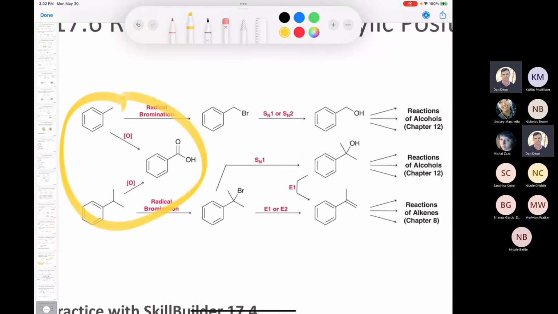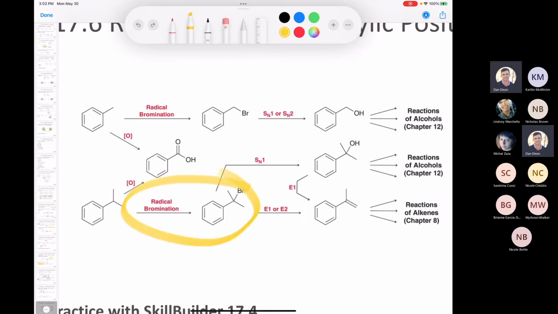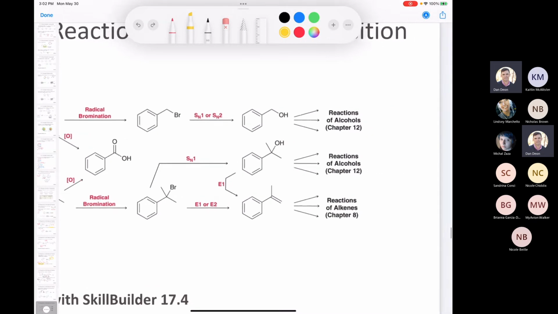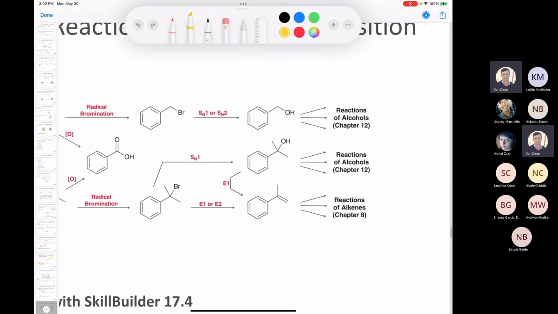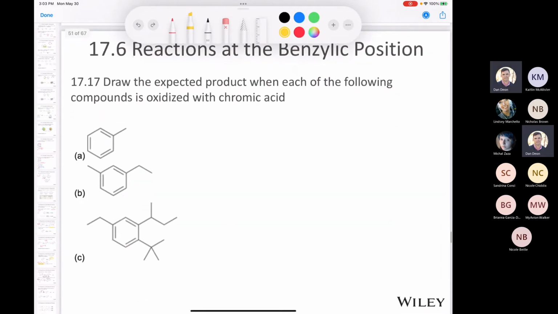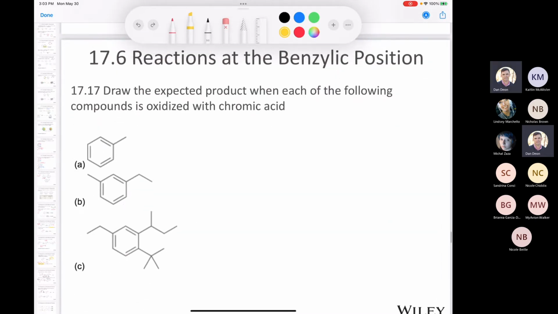We discussed benzylic oxidation. We talked about benzylic bromination. And then once you have a benzyl bromide derivative, you can do SN1 or SN2 reactions. You can do E1, E2 reactions. You can make alcohols. You can make alkenes. And we've already done entire chapters on alcohols and alkenes. So this really opens up Pandora's box of possibilities for reactions. Well, with all that in mind, let's take a look at a question.